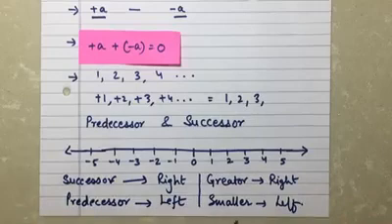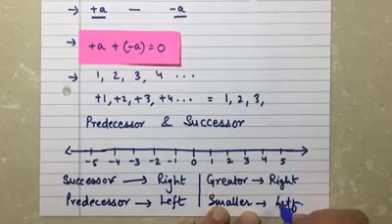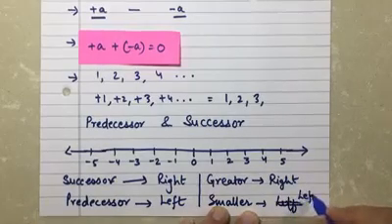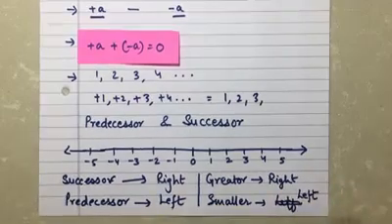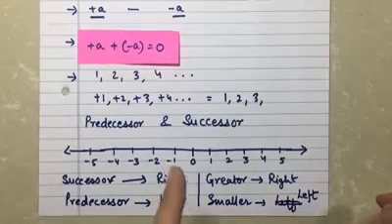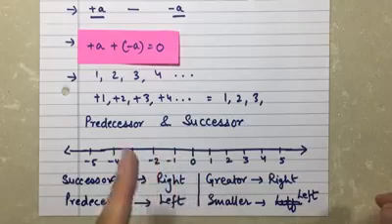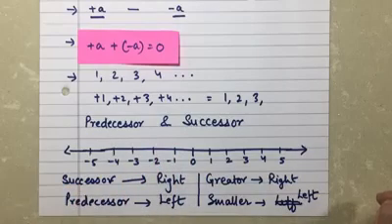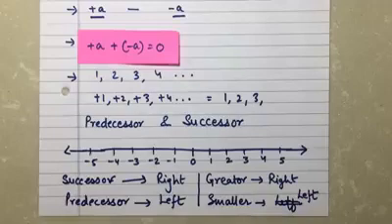So if I'm looking for a number which is smaller, let's make it more clear. A number which is smaller than 1 is going to be 0, -1, -2, -3, -4 and -5. That is, I'm going to go towards the left side. So this is the predecessor and successor.